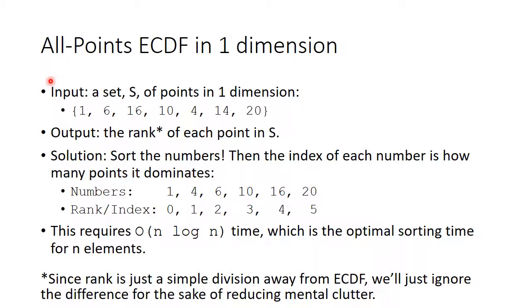So that being said, we've established the roadmap that we're going to go up by dimension. So that naturally says, well, let's start with the 1 dimension all points ECDF problem. And you'll be pleased to find that this one is not too hard to solve, which is going to be handy as we go forward. So what's our input to this all points ECDF in 1 dimension problem? Well, it's a set of points, and we're going to call that set of points S. And that set of points must exist in only 1 dimension. That's our restriction, our assumption. So here's an example set of points. We've got the points 1, 6, 16, 10, 4, 14, 20. Pretty much just random points.